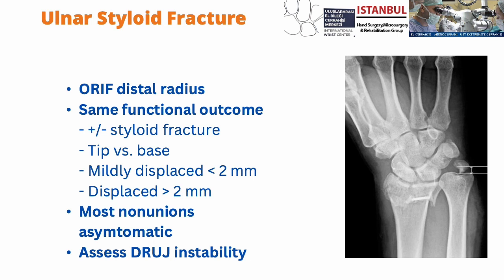In the case of distal radius fracture associated with ulnar styloid fracture, multiple studies have shown the same functional outcome whether the ulnar styloid is fixed or not after fixation of the distal radius. Apart from that, most ulnar styloid non-unions are asymptomatic. So the most important thing is the assessment of DRUJ instability after distal radius fixation.